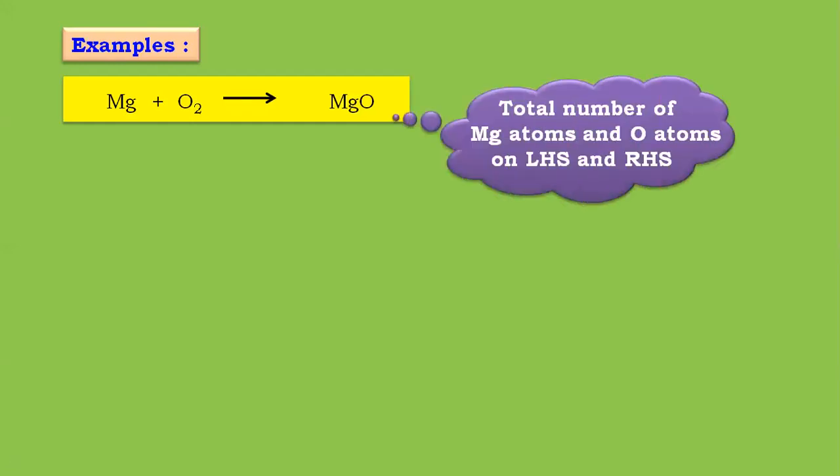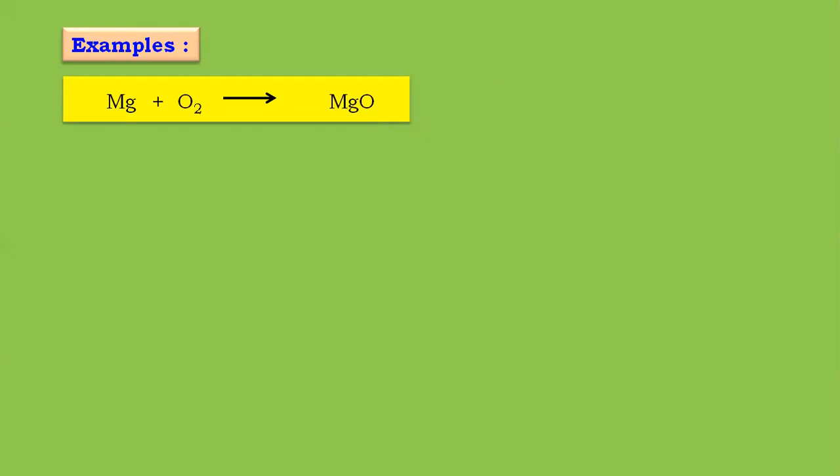Okay, so let's check the number of atoms of magnesium and oxygen on the left hand side and right hand side. Number of magnesium atoms on the left hand side, I have 1. Right hand side, I have 1. Oxygen on the left hand side, I have 2. So to make that 2, I'm multiplying 2 in front of MgO, because of which the other side gets affected, that is my magnesium.